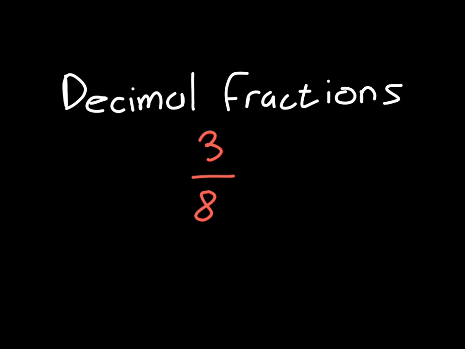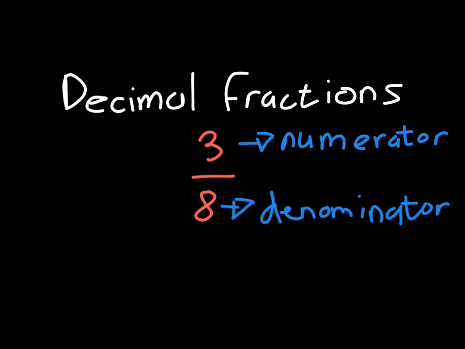Next, for fractions, the top number is called the numerator and the bottom number is called the denominator. A way to remember this is that the D for denominator stands for down. That is how we know that the denominator is at the bottom. Now let's get into some questions. For question number 1, we are asked to convert this fraction into a decimal.